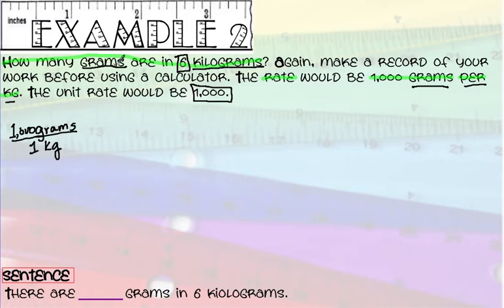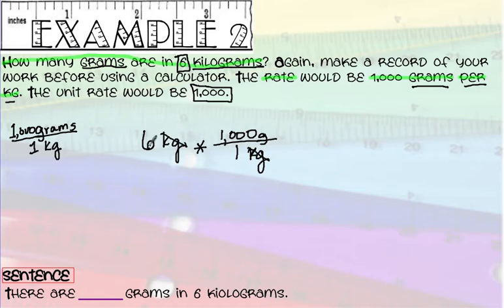So I'm going from kilograms to grams, so I would want to use the grams to kilograms conversion, where grams is on top and kilograms is on bottom. So I'm going to take my 6 kilograms, multiply it by my conversion factor of 1,000 grams for every 1 kilogram.